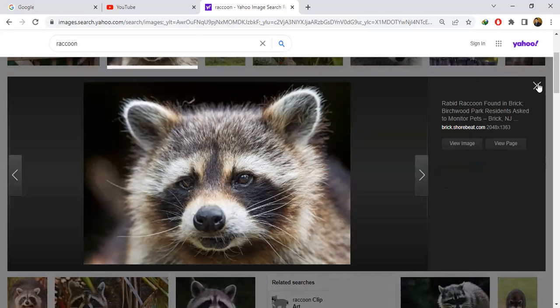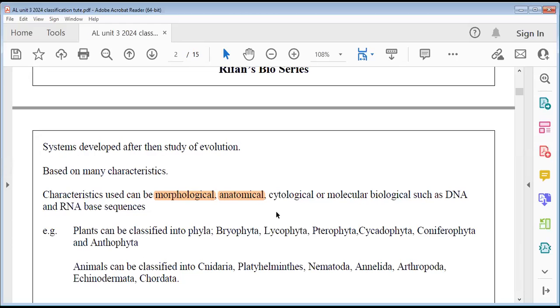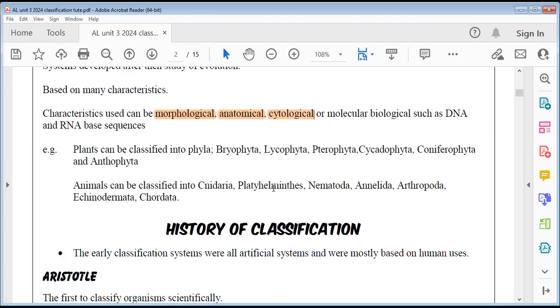Later, we improved further. Microscopes were invented. Cells were observed mainly after electron microscopes were invented. We had a very close look at the cells. Mitochondria, chloroplast, nucleus, that level we went in. And those gave us further improvement to divide the organisms at the cell level.